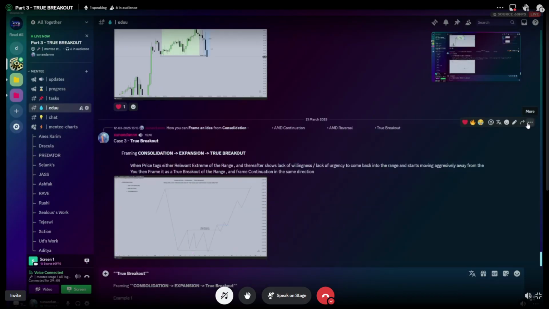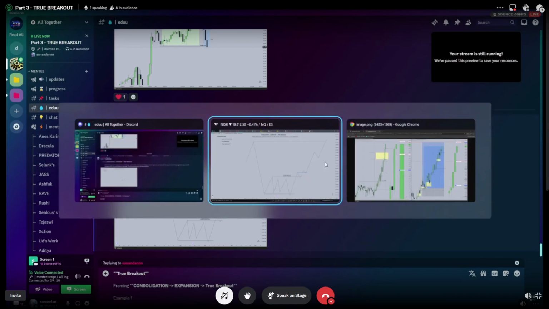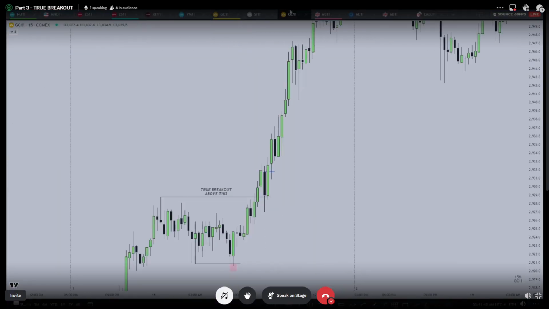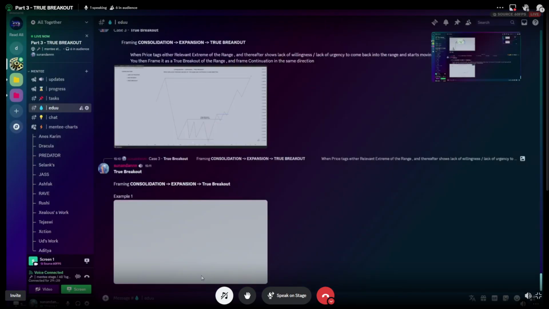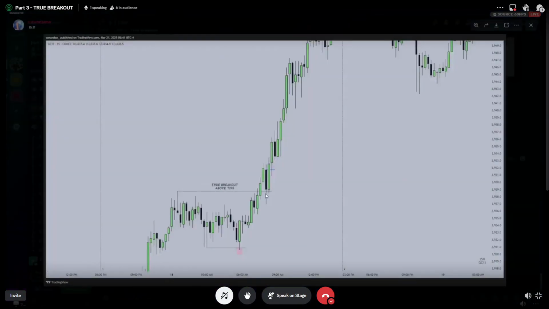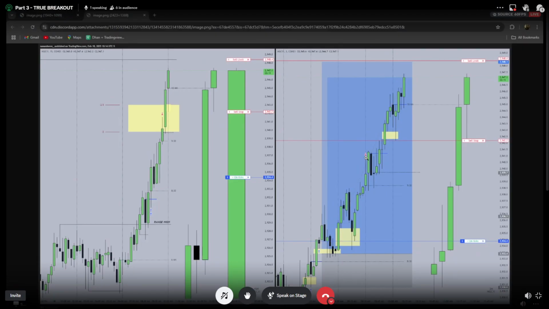Example 1. This example is where I was using true breakout as a source of entry function. Now I will show you one example where I was using true breakout as a source of framework because of the time frame, because of the time.